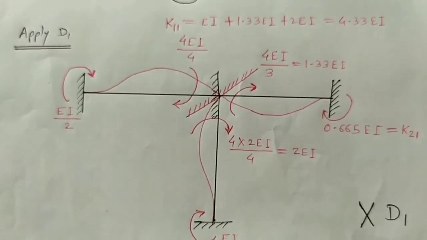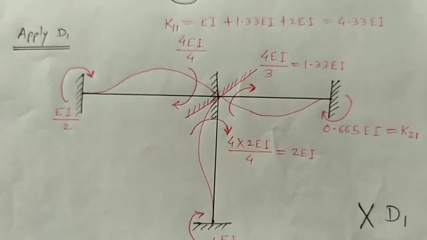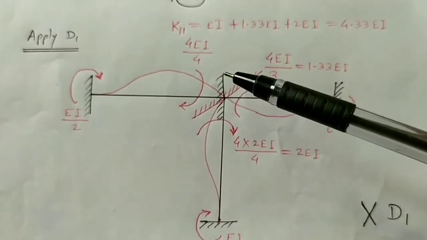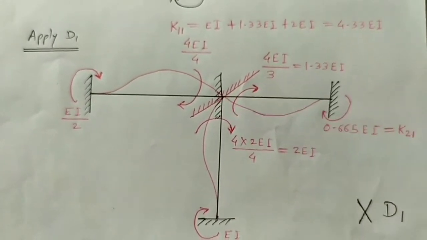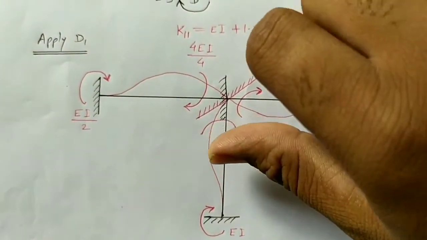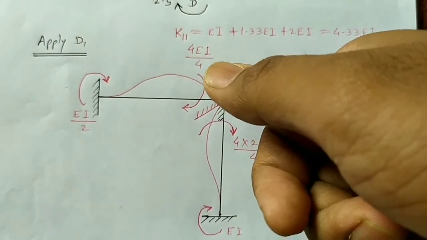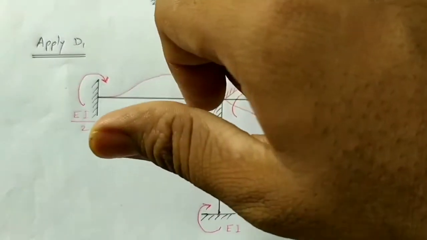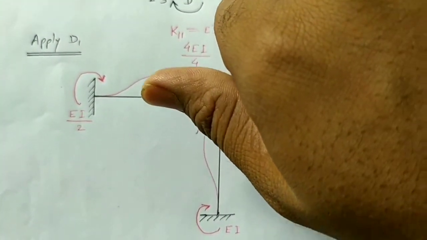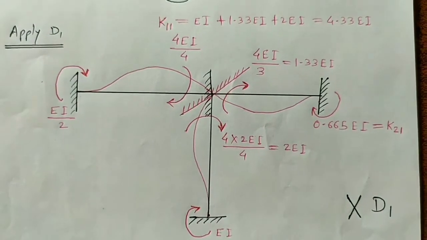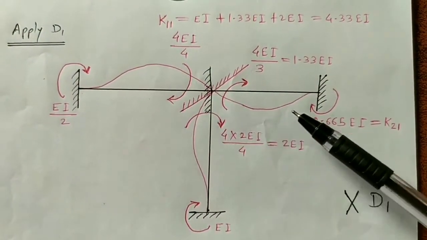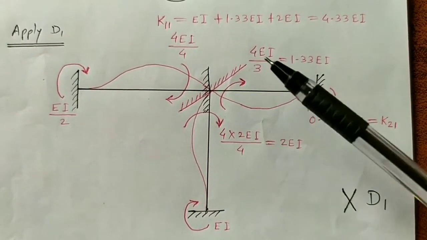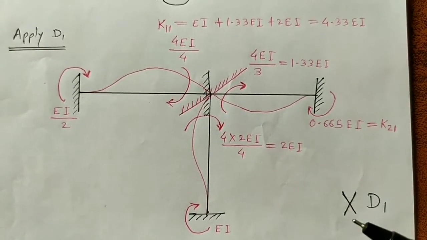Now come to the next diagram. Apply D1. D1 is at joint B. So just forcefully pick this joint B and rotate it in a clockwise direction. Because of rotation in a clockwise direction, this is going down, this is going on this side, and this portion is getting lifted up. I have drawn this deflected shape because of application of D1. So this total diagram is multiplied by D1.